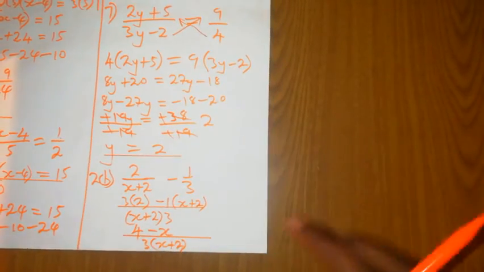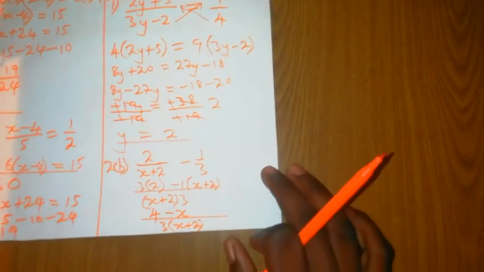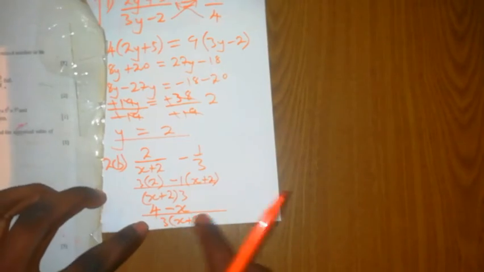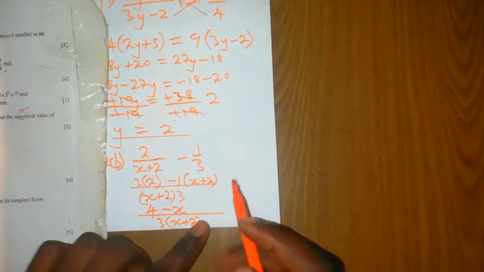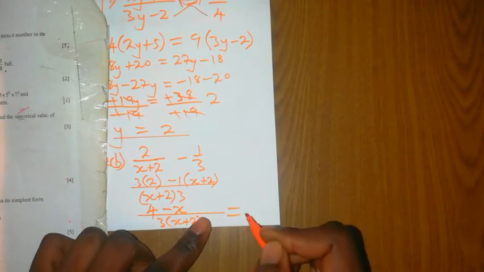The question says, hence or otherwise. This means that it's a continuation of that question. So you don't have to necessarily struggle here. You just take the answer that you obtained there, then continue with it this side. So I'll just do a continuation from that answer. So if you're coming to your next stage, you're going to insert an equal sign.